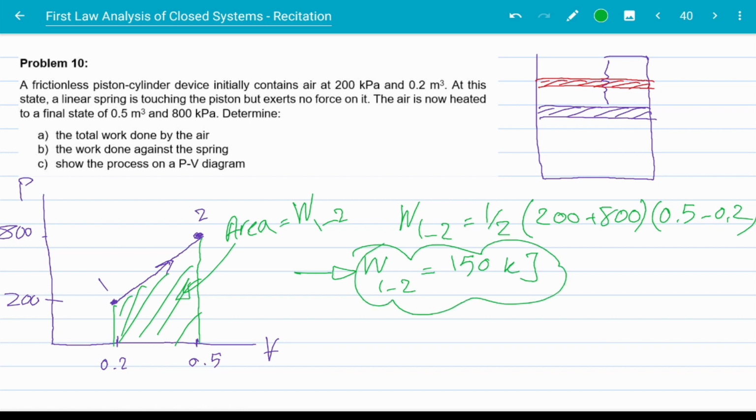So the total area, or the total work, is 150 kilojoules. So this is part A. Now for part B, we are asked for the work done against the spring.